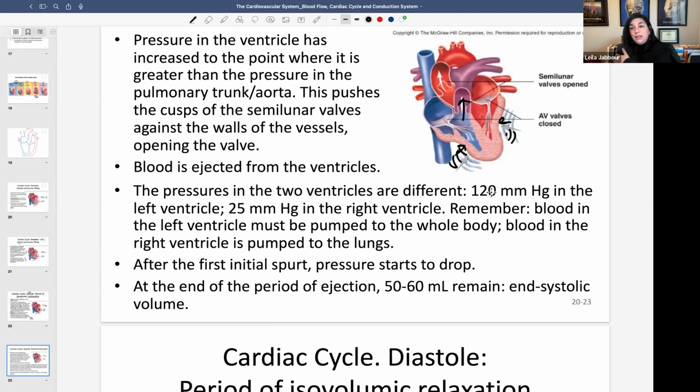Yes, the pressure in the left ventricle is around 120 millimeters of mercury. In the right ventricle it is much, much lower. We don't have to go as far. We just go to the lungs. But 120 millimeters of mercury is so we can shoot that blood as far as possible, to your pinky toe, where it also needs to be supplied, right? All the skin cells and muscles in your pinky toes.